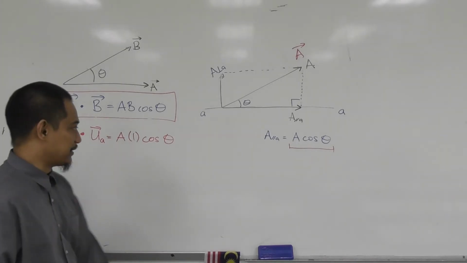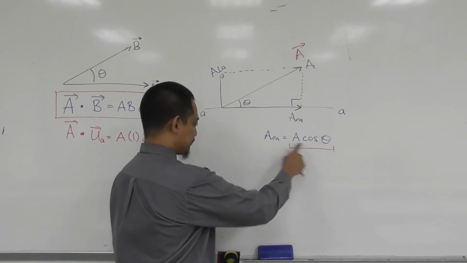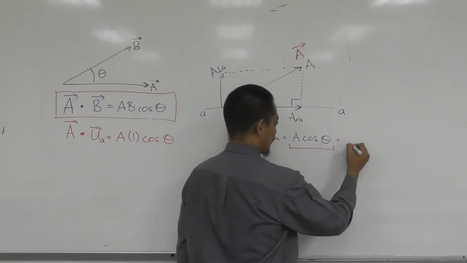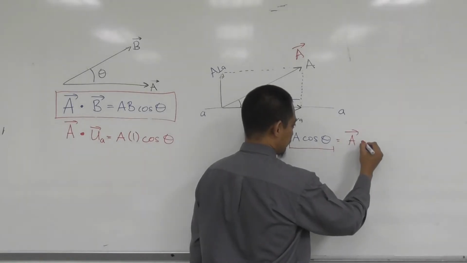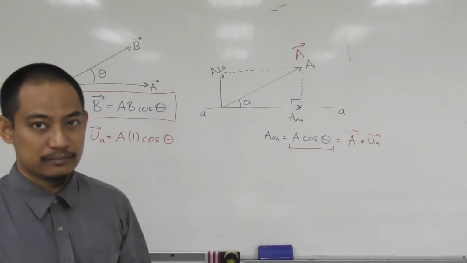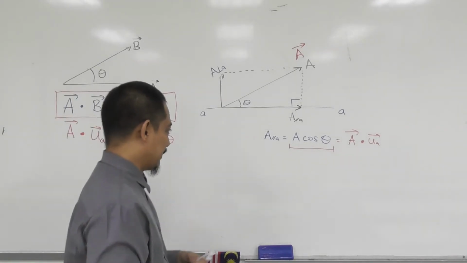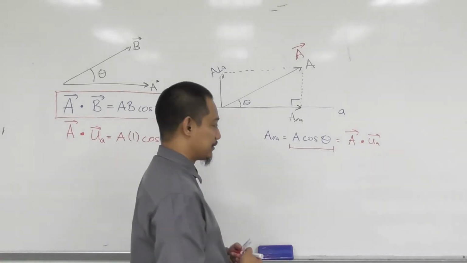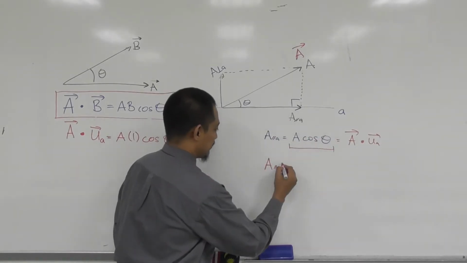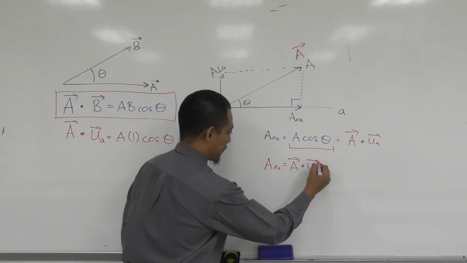So basically, because A cos theta is the same as this one, you can calculate this by vector A dot unit vector of axis A. Right? So that's the understanding of where it comes from. But if you just want to memorize it for answering the exam, you can get A parallel to this axis as vector A dot unit vector of A.